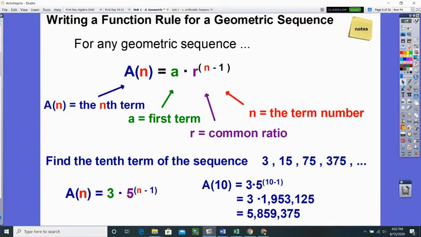Now, I just want to throw out an idea here that we will talk about in the future, but remember that this is an exponent. So this right here is actually called an exponential function. And when you have an exponential function, it grows rapidly.